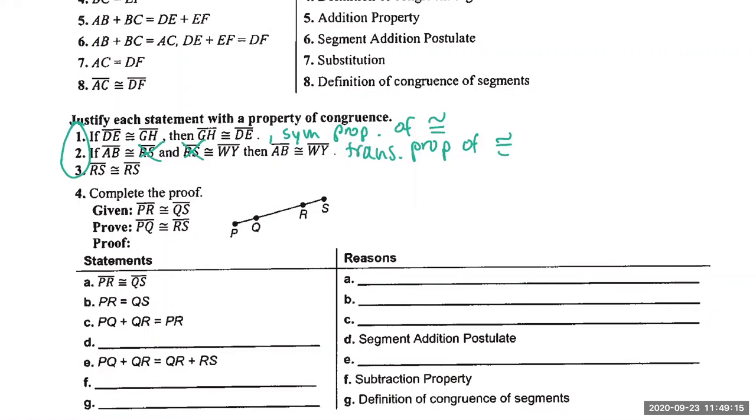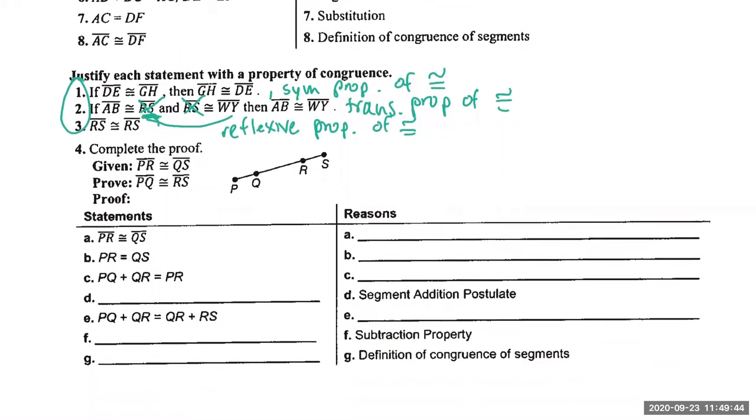So if I know that this is equal to RS, then I can substitute WY in its place. That's fine if you guys use substitution property as well. Okay, last one. If RS is congruent to RS, segment RS is congruent to segment RS. Very nice. Okay, reflexive is going to be used so often when we get to our proofs of triangles. Okay, so reflexive property of congruence.